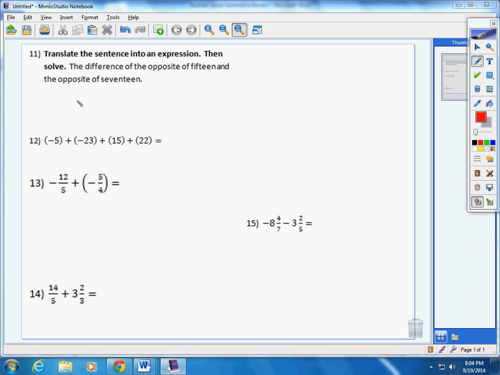Alright guys, this is the review sheet, questions 11 through 15, leading into the number sense unit test. So here we are on number 11. Translate the sentence into an expression, then solve.